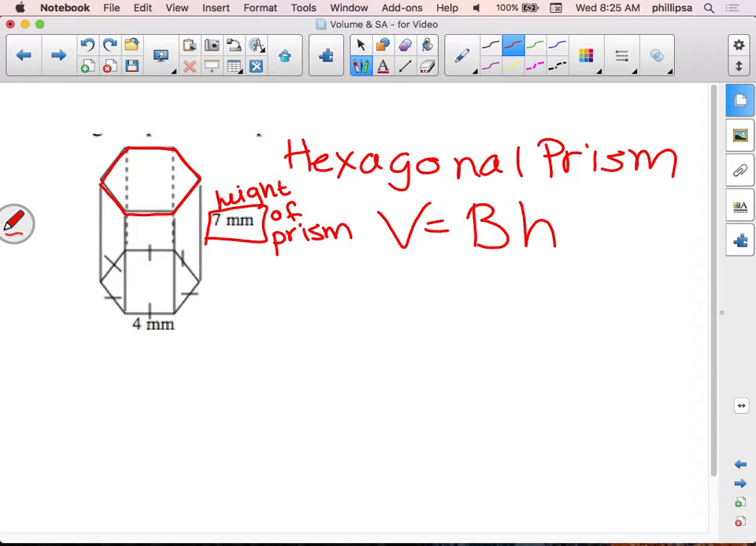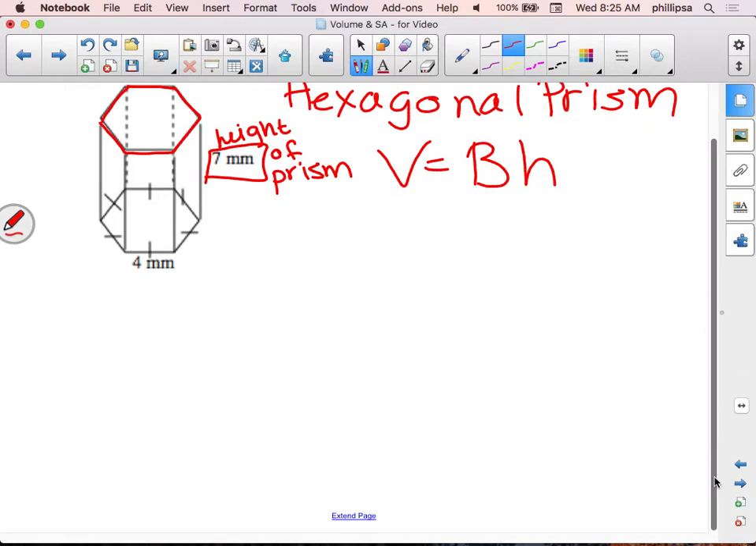We do have a little bit of work in order to find the area of the base. This has to do with the other videos that you watched, or if you're in the class, you may have seen me do it. The idea of your regular hexagon that you have here. I know for sure it's regular because I have all congruent sides marked, so that's going to make it a regular hexagon.